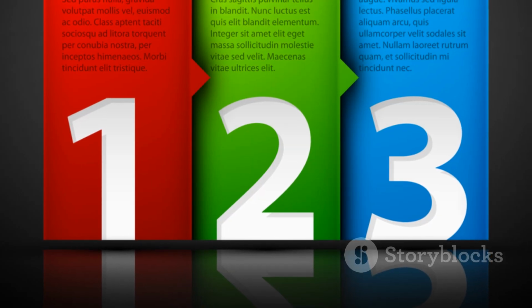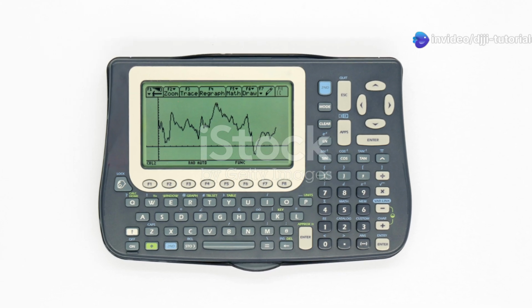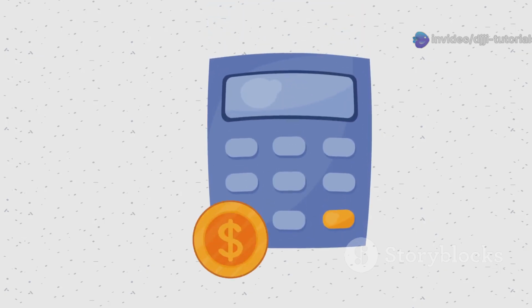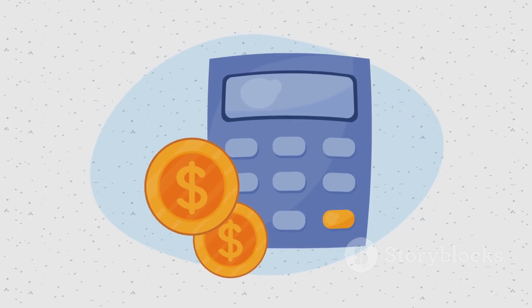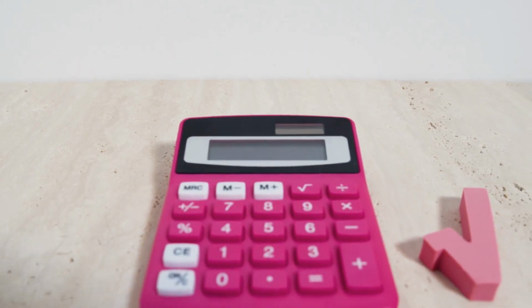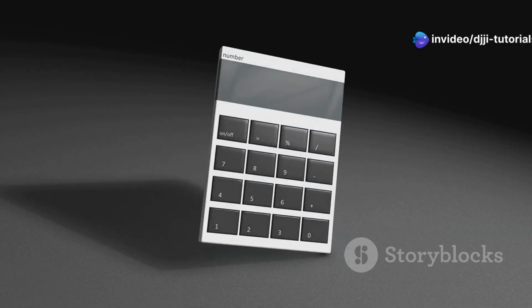Alright, let's go through the steps in detail. Step 1, enter the functions. Press the Y= button to open the Y= editor. Enter the first function, for example, Y1 equals 2x plus 3 in Y1. Enter the second function, for example, Y2 equals x squared minus 1 in Y2. You can enter as many functions as you need.